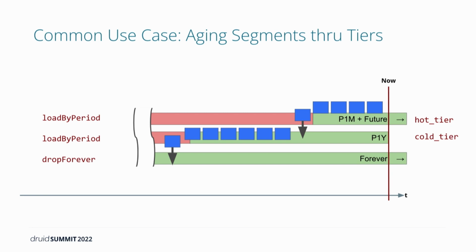Once the segments go beyond the year, then they drop into the drop forever rule, and they'll get marked as unused and dropped from the cluster. So given this set of rules, let's see what happens in a cluster.